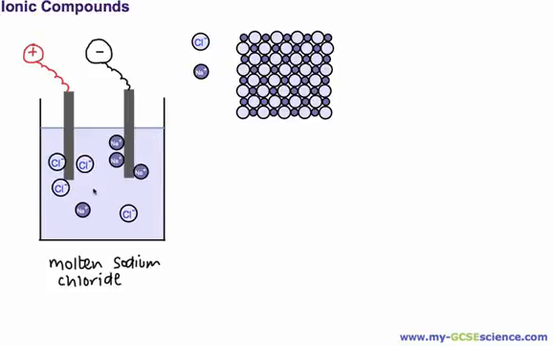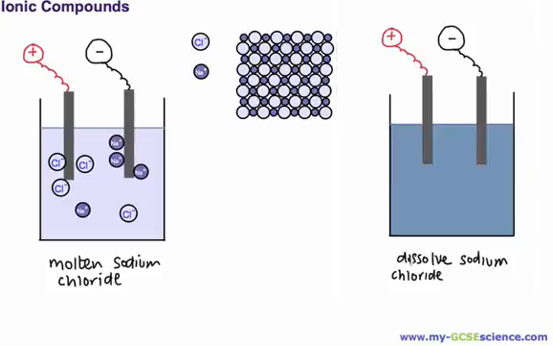And because they are free to move, the current is allowed to flow through this system. So the current can flow from one electrode to another because these ions can carry the charge across and therefore allow current to flow. That's not the only way we can do that. We can also dissolve the sodium chloride in water, and in a similar way the ions are free to move around.